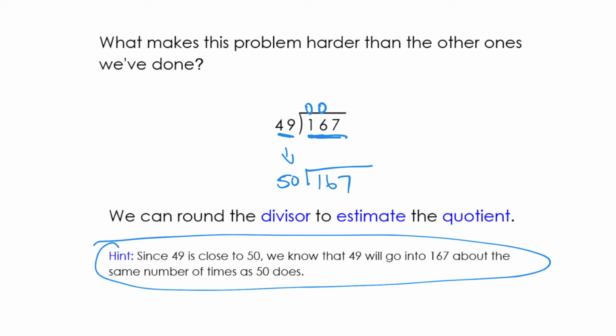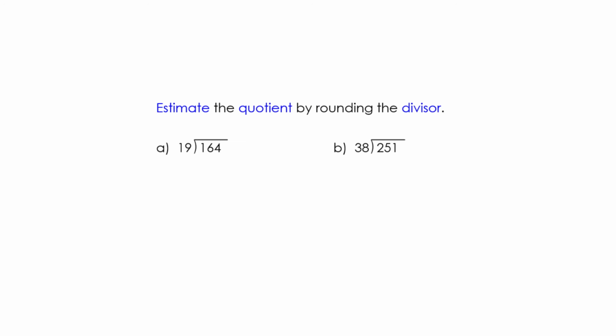And then the 167, they recommend that you keep it the same. So I find this confusing to just estimate one and not the other. But 50 goes into 167 about 3 times. So that's what would happen here.